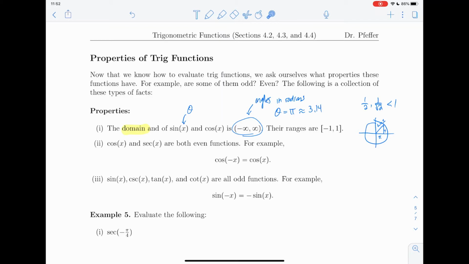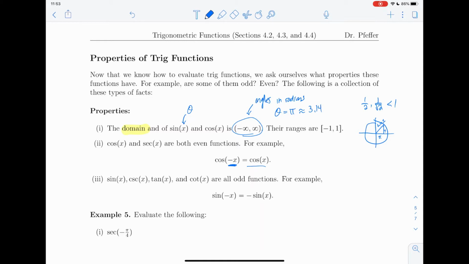Cosine and secant are both going to be even functions. Remember that what it means for a function to be even is that if I plug in a negative x for the argument, it gives me back my original function. So therefore, cosine of negative x is equal to cosine of x.